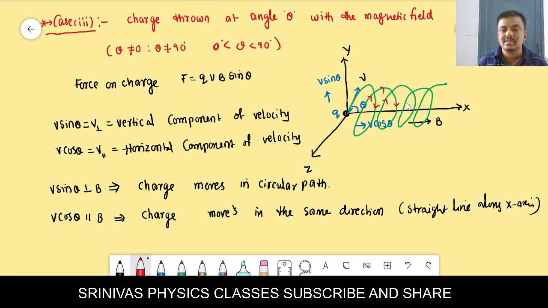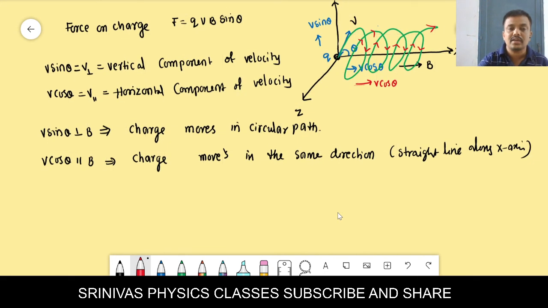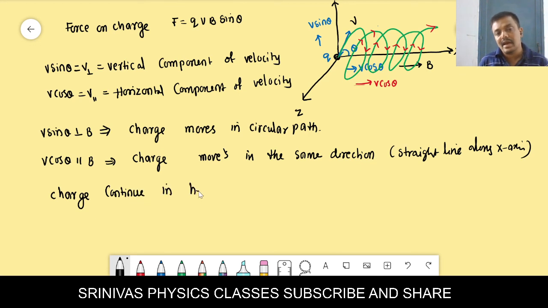What is happening in this? The charge is rotating. It is moving in a circular path because of V sin theta. The charge is moving forward. Due to V cos theta, it is moving forward, rotating and moving forward. It is just like a spring. You know a spring, right? It will rotate and it will go forward. Then the charge will continue in a helical path. This is our path.